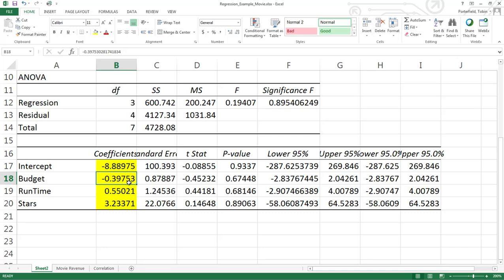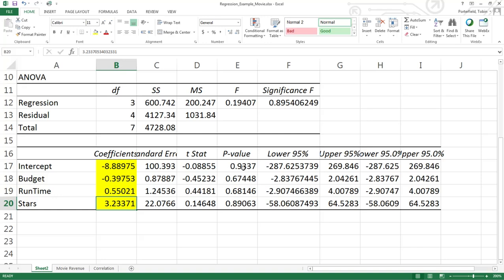That means that we have a downward or negative relationship between budget and ticket sales. Runtime is positive. Longer movies sell more tickets. And the weight of that is 0.55, or the slope, as we might say. Stars is the strongest of those with 3.23.